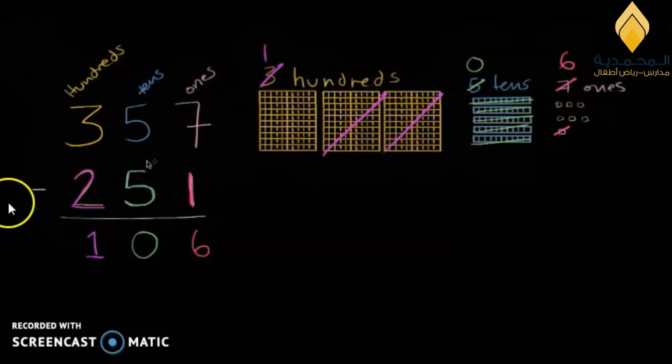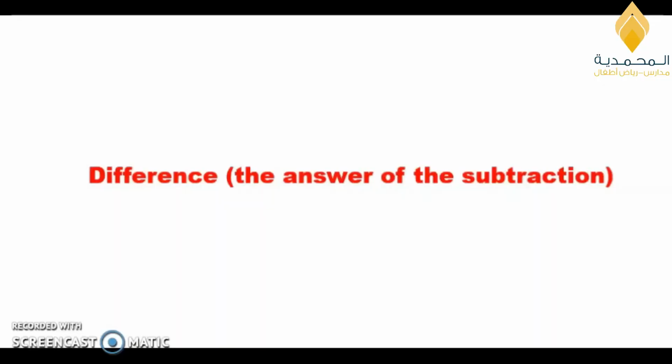It means 7 minus 1 is 6, 5 minus 5 is 0, 3 minus 2 is 1. So the answer is 106. Okay? We're going to learn a new word, which is difference. Repeat after me. Difference. Difference is the answer of the subtraction.